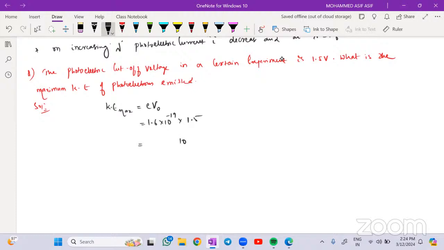How much is it coming? See this one, into 10 power minus 19. See how much I'm getting. That will be the answer. Anyone? 2.4. Very good. 2.4 into 10 power minus 19.